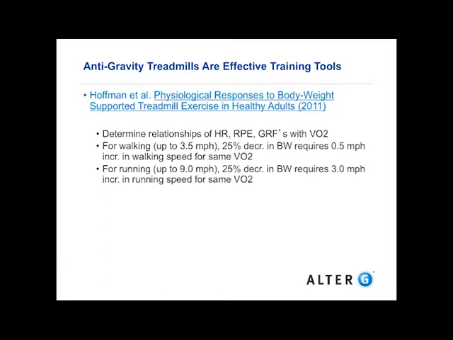But if you want a formula, this is a formula that you can use to know how much you need to increase speed to get the equivalent workout. So again, a training effect can be obtained. You just need to manipulate the environment inside the anti-gravity treadmill.